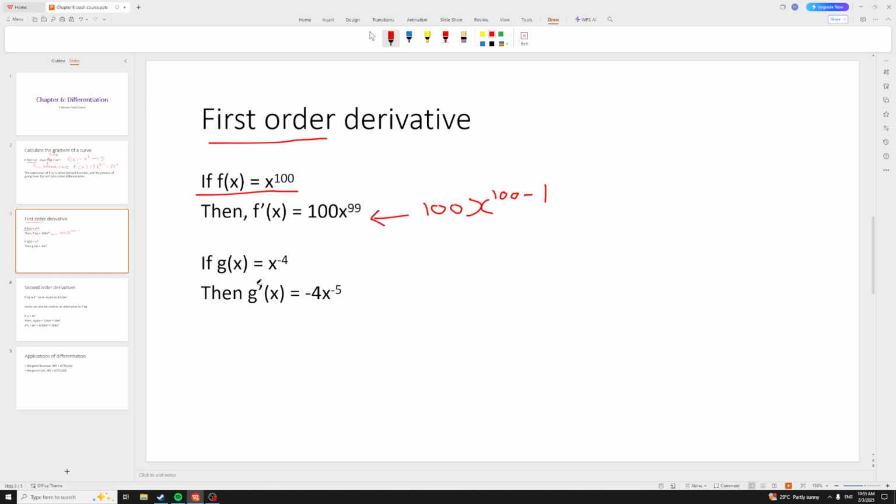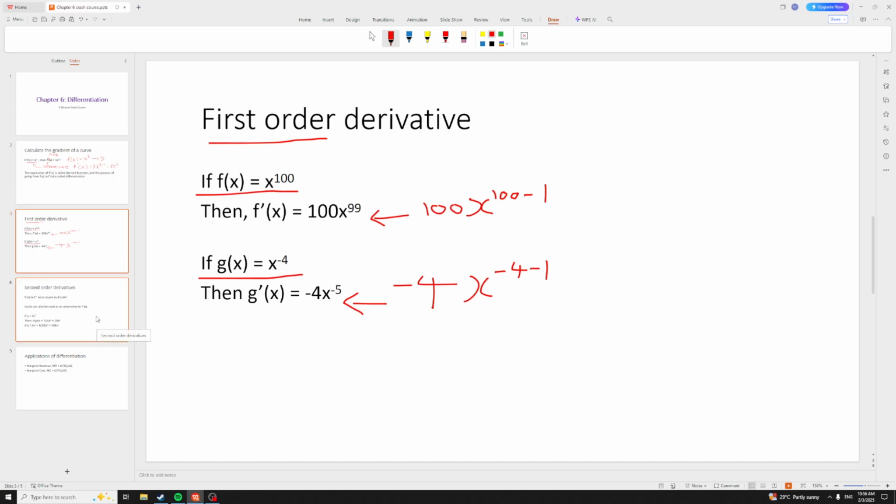Same thing as this. If you're asked to differentiate this, negative 4 in the front, x to the power negative 4 minus 1, so negative negative, you plus, becomes negative 5. It's actually that easy. The very important thing is to understand the fundamentals. Eventually there will be slightly more difficult parts, which we will go through together in the tutorial as well as in the examples. Just get this part first.